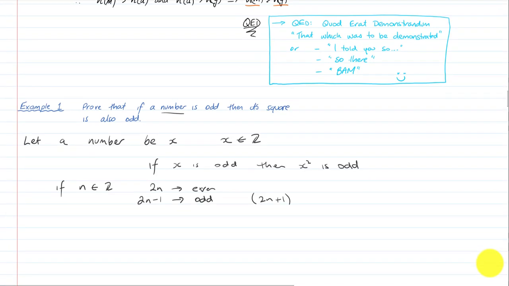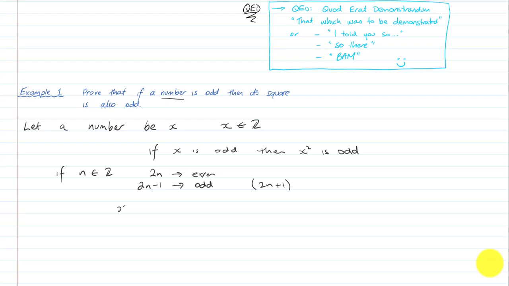So what I'm going to say is, well, if x is odd, x is equal to some number 2n minus 1, where n is an integer. I didn't need to make that statement again, but I probably wouldn't say this in my proof. x equals 2n minus 1, which means that x squared is equal to (2n minus 1) squared. And we know how to square binomials, so we get 4n squared minus 4n plus 1.